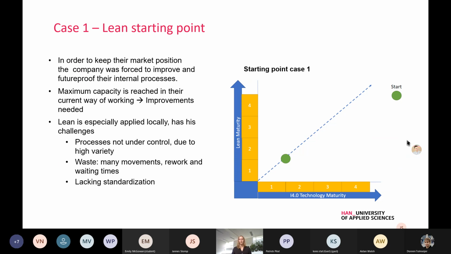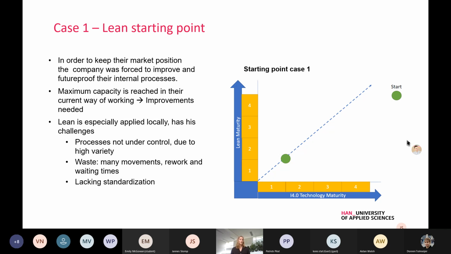This company faced a lot of growth. Customer orders increased, and therefore they had to do something to maintain their market position, as they were the leading company in this market. They have two locations, and no expansion of those locations was possible, and thus they wanted to improve the internal processes to be able to increase the capacity to meet demand, and therefore improvements were needed. At the start of the project, lean was applied locally, but there was a lot of improvement possible.